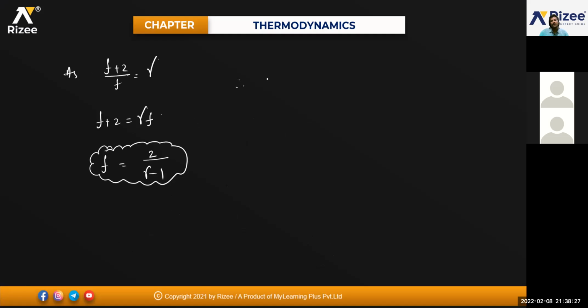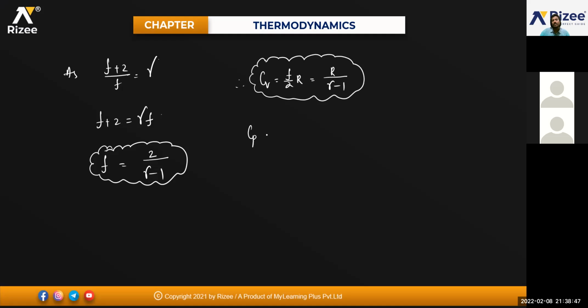So therefore I can write Cv is equal to how much for me? F by 2 into R. Cv is F by 2 into R. That can be written as R divided by (gamma minus 1). So the Cv value can be written in terms of gamma as R by (gamma minus 1).